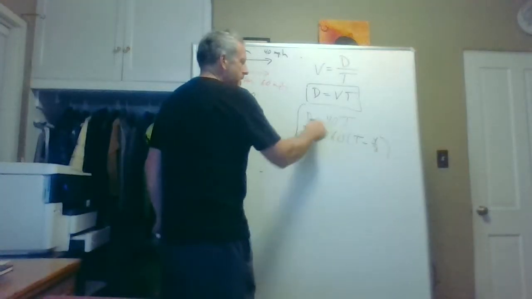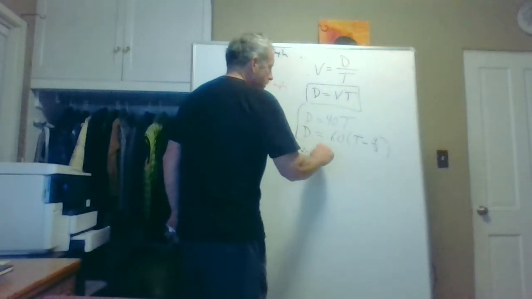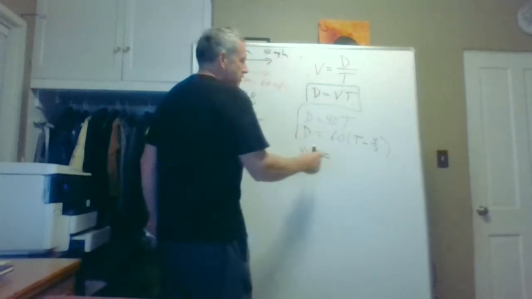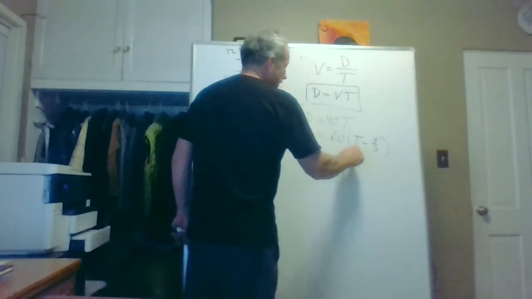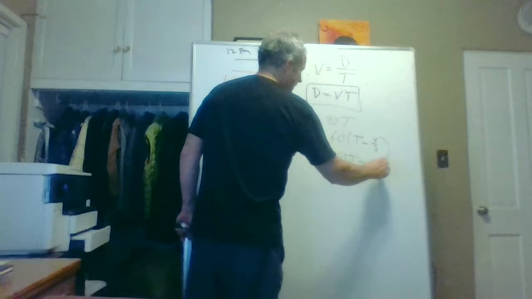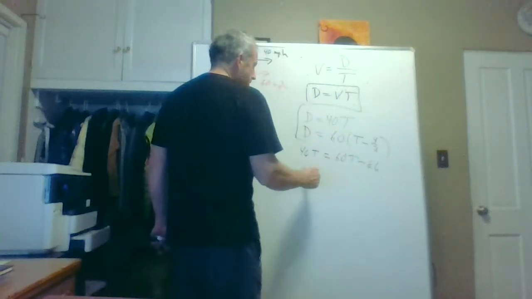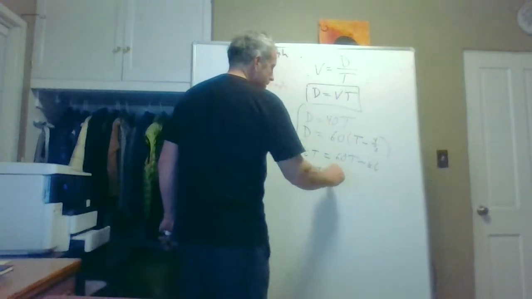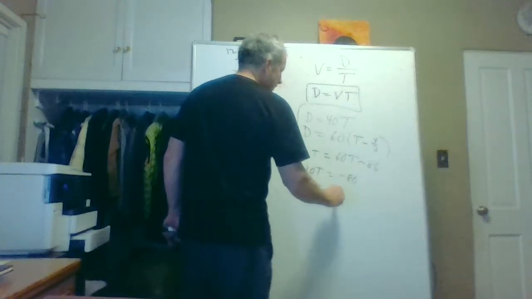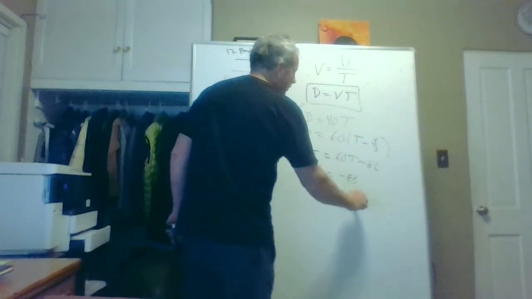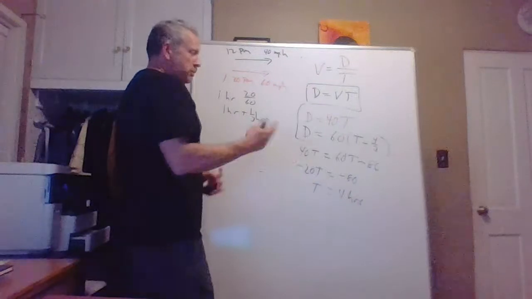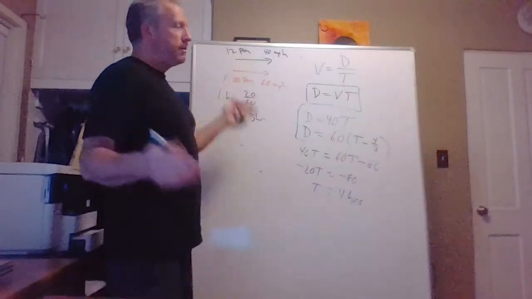This is already solved for D. Let's substitute in for D there. 40t, let's go ahead and get the ball rolling, do the distributive rule. 60t minus 80, subtract 60t from both sides, negative 20t equals negative 80, and divide both sides by 20, and you get 4. So 4 hours. So the first train will have been going 4 hours. So fine, they meet at 4 p.m.